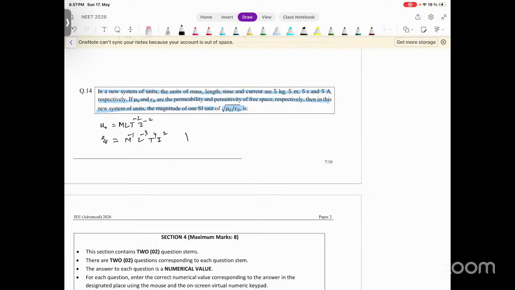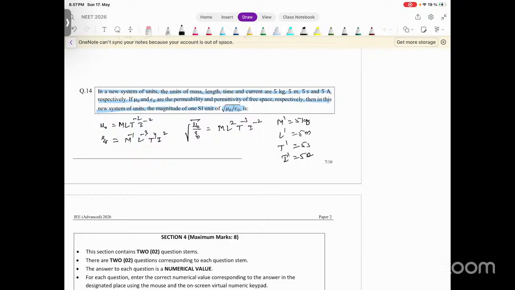Okay. So under root of mu naught divided by epsilon naught will come out for me M into L square T power minus 3, I power minus 2. So now the problem is telling that in new units, M dash is equal to 5 kg. L dash will be equal to 5 meter. T dash is equal to 5 seconds. And I dash is equal to 5 amperes. So magnitude of the unit in new unit is asked. So we can directly do it out conditions, isn't it?